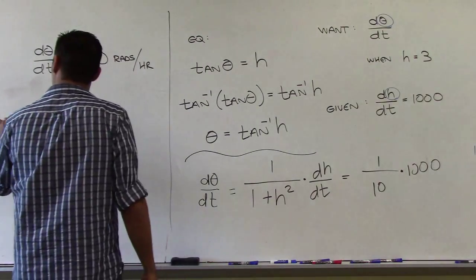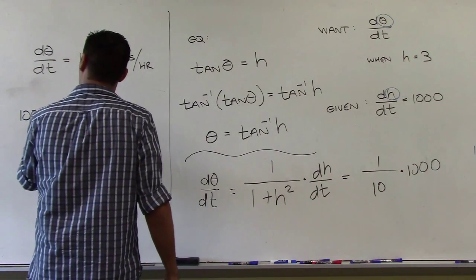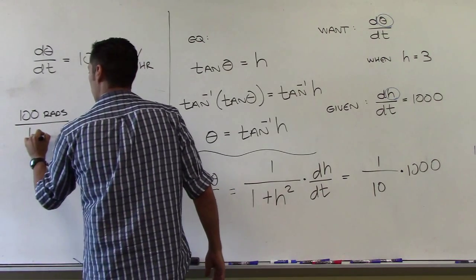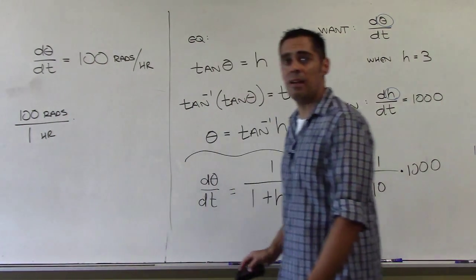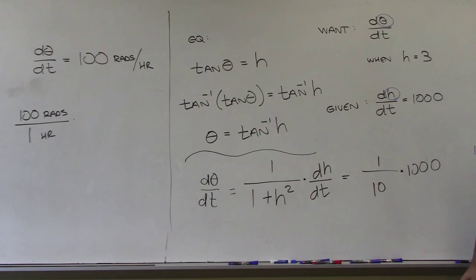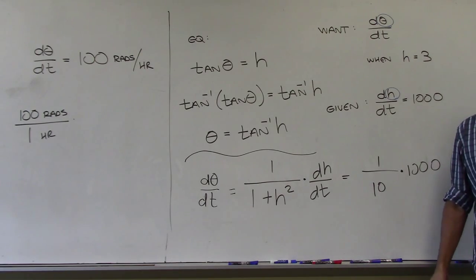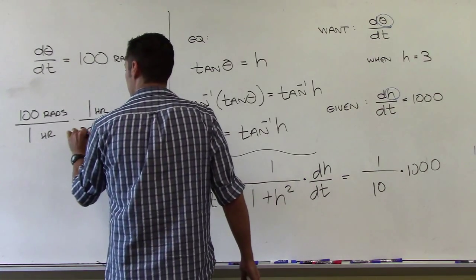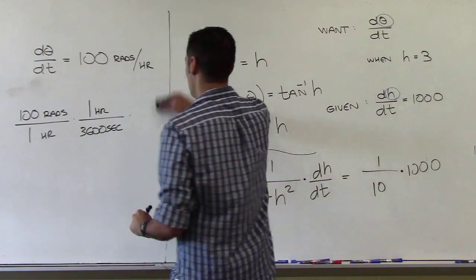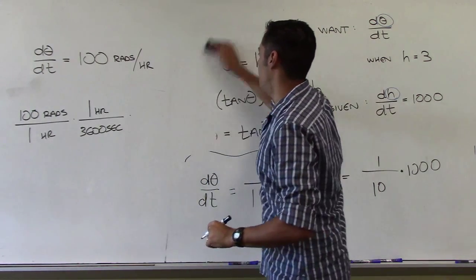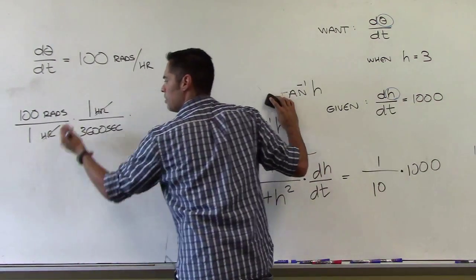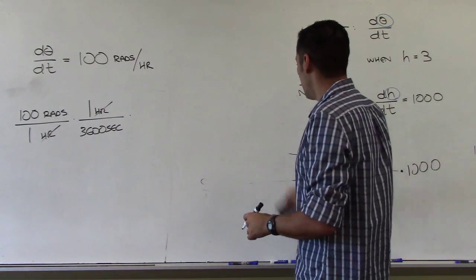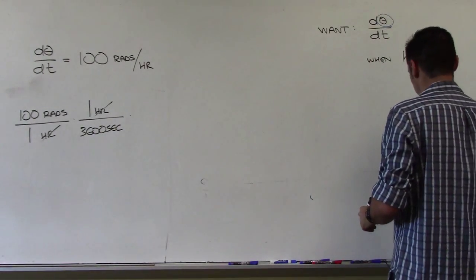So let's convert it to degrees per second. How do we convert this? 100 rads over 1 hour. We call this dimensional analysis. All you're doing is changing units. So let's go for the hours first. How can we get hours to seconds? 3,600. 3,600 seconds in 1 hour. So we put 1 hour up here, we put 3,600 seconds down here. Good. And then our hours will cancel, and so we'll have seconds on the bottom. How do we get from radians to degrees?